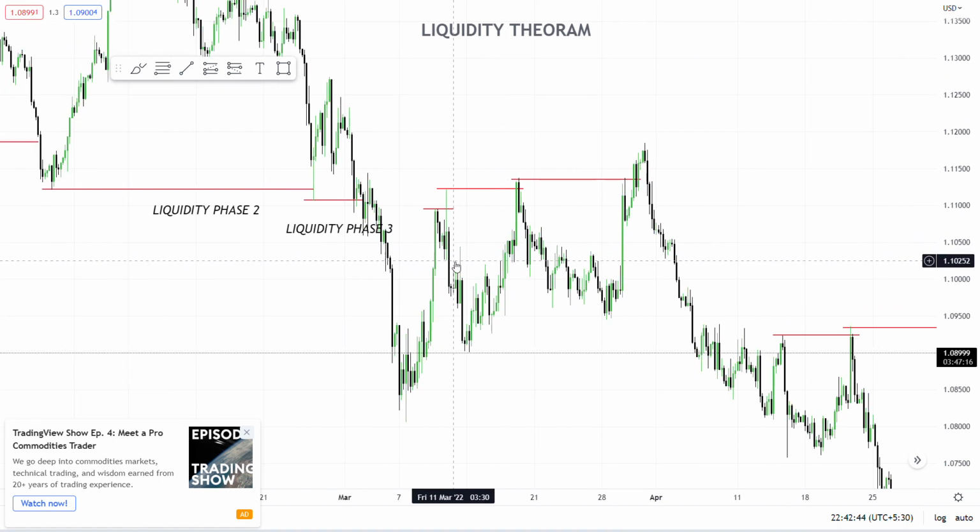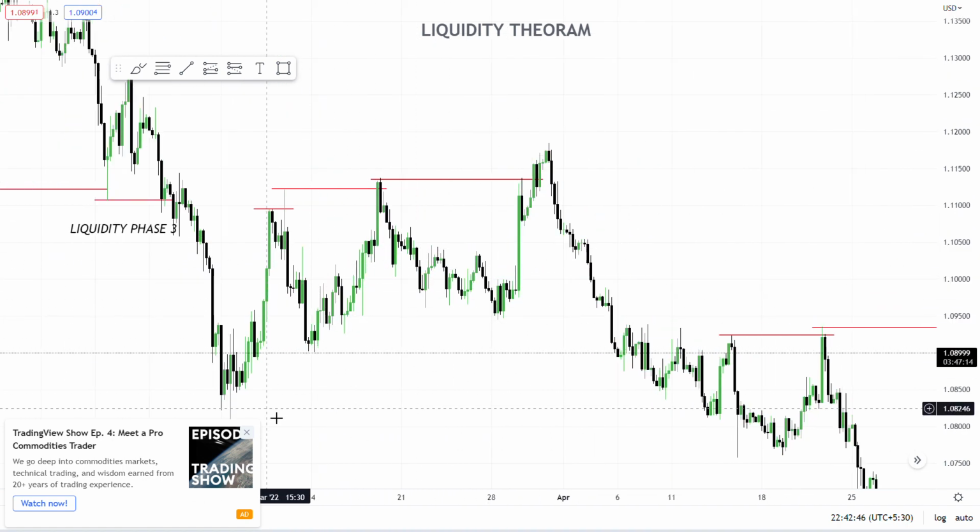This is how we understand the liquidity cycle concept, by understanding at which phase we are currently in the liquidity cycle of the market. It is phase 1 of the liquidity cycle. Boom, the market took buy side liquidity. Again at phase 2 of the liquidity cycle, the market took the buy side liquidity, boom. At phase 3, the market again took the buy side liquidity, boom.